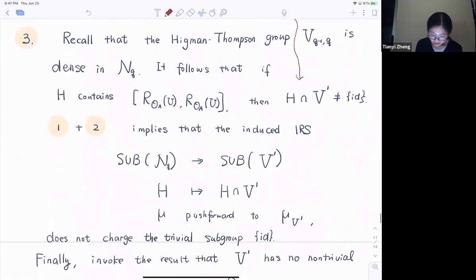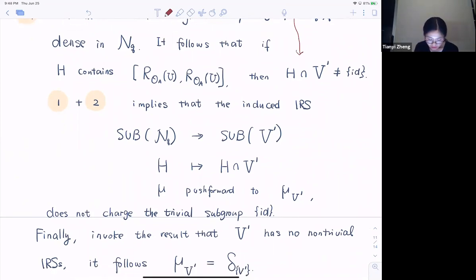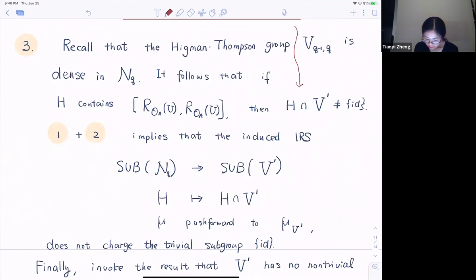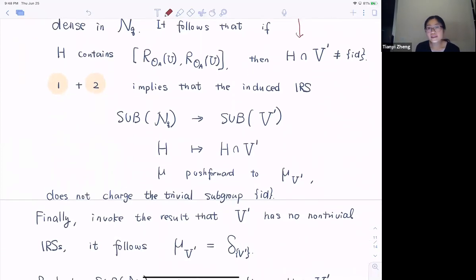And then you can now consider what you induce in subgroups of the derived subgroup of V. Here, this map is the usual inducing. You take a subgroup of N, and then you intersect it with the derived subgroup of V. There is no measurability issue because V is countable, so this operation is okay. Then we take our original mu and push it to an IRS of V prime. And now we know that the image cannot charge the trivial group because of this containment, since the intersection cannot be just the identity. So this means that we actually get a non-trivial IRS of the derived subgroup of V.